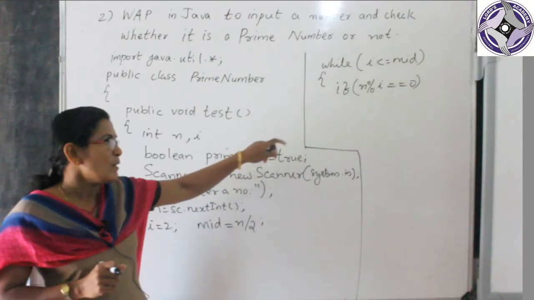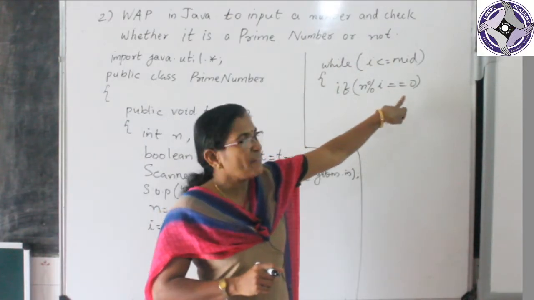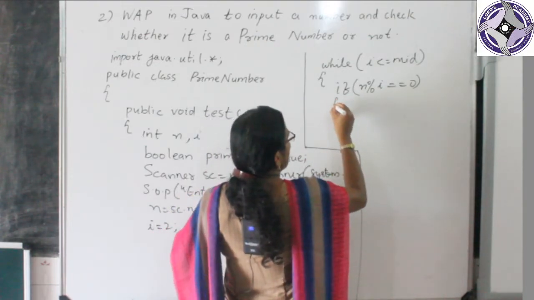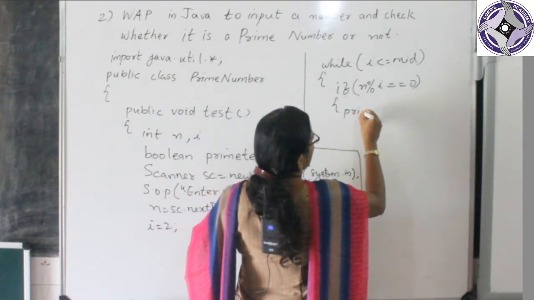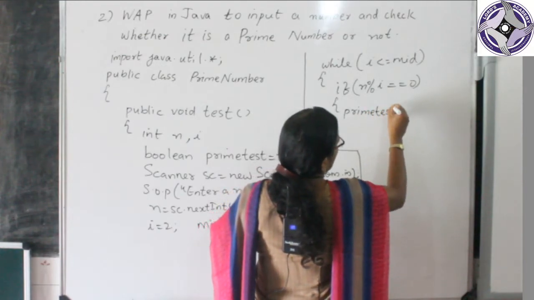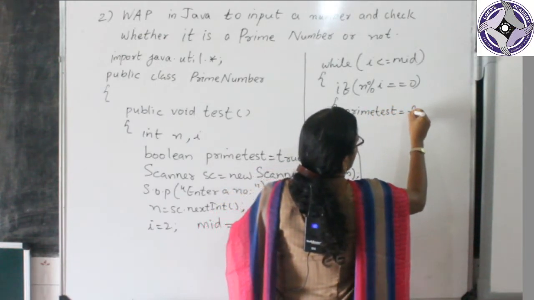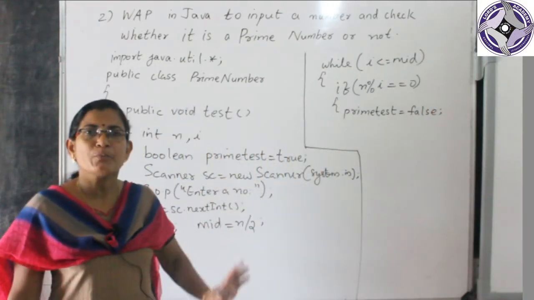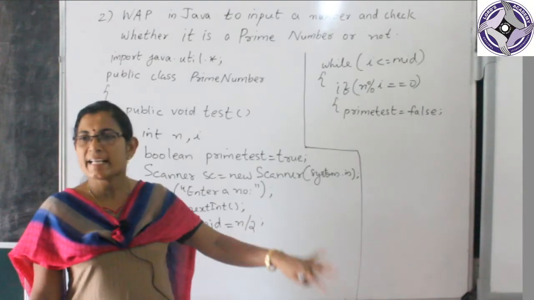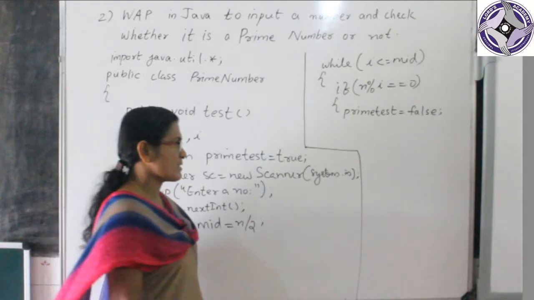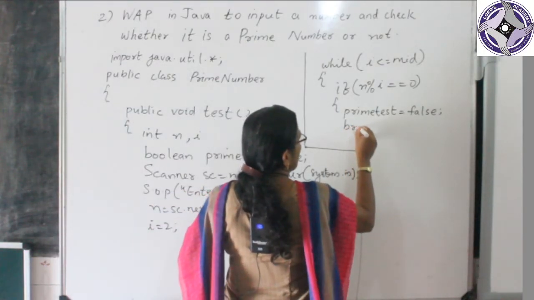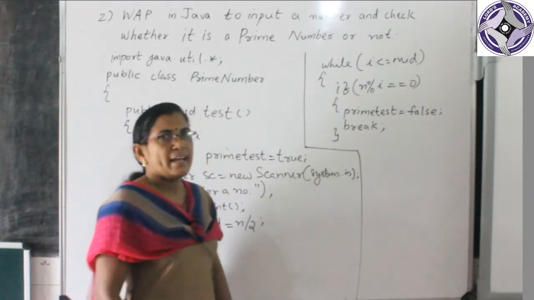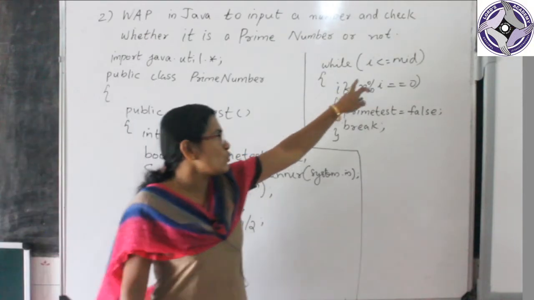Okay. So if i is a factor of n, we will get the remainder as 0. So we will assign prime test as false. We found that the entered number is not a prime number and we should transfer the control outside of the looping structure. Break command. We have taken the first divisor as 2.